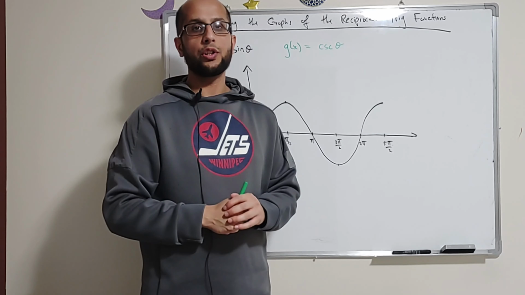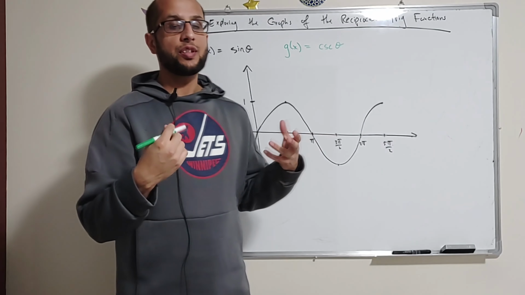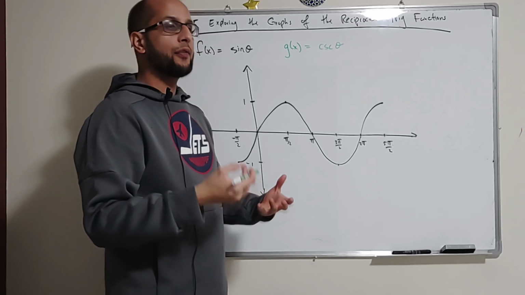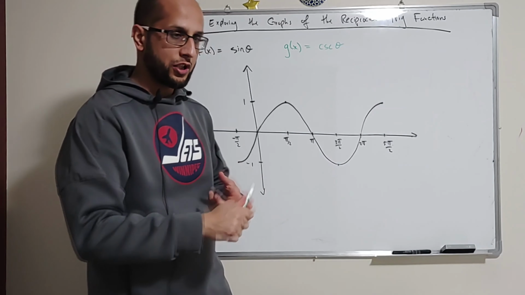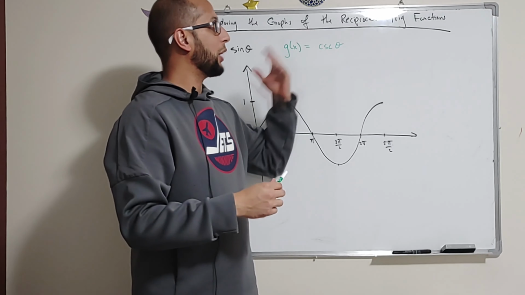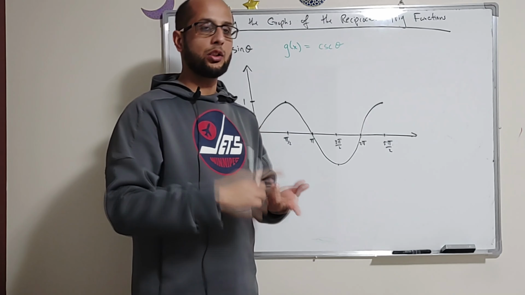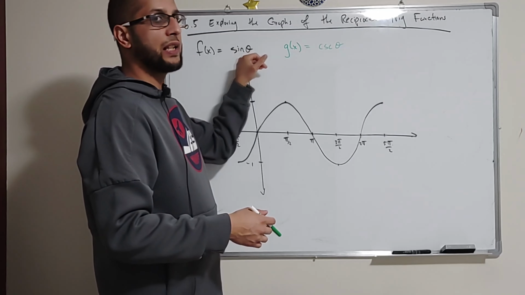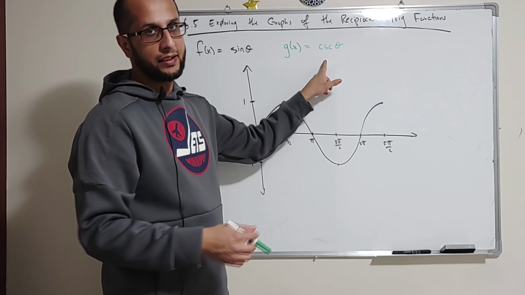Okay, so now we're going to go on to 6.5, which is drawing the reciprocal trigonometric functions. So far we have looked at the primary ratios, which are sine, cosine, and tangent. Now we're getting to the reciprocals, which are secant, cosecant, and cotangent. We're going to start with the reciprocal of the sine theta function, which is the cosecant theta function.